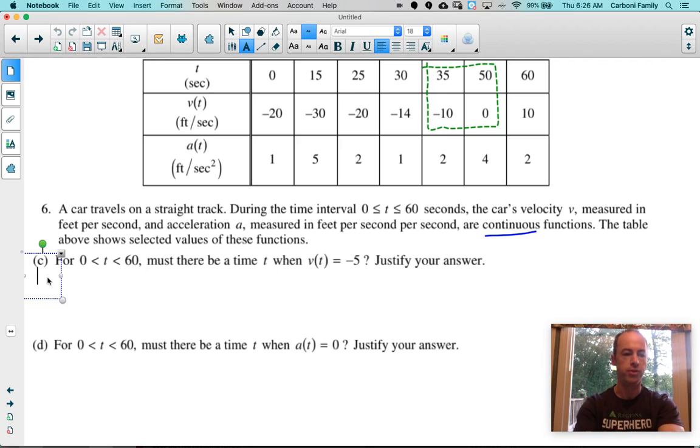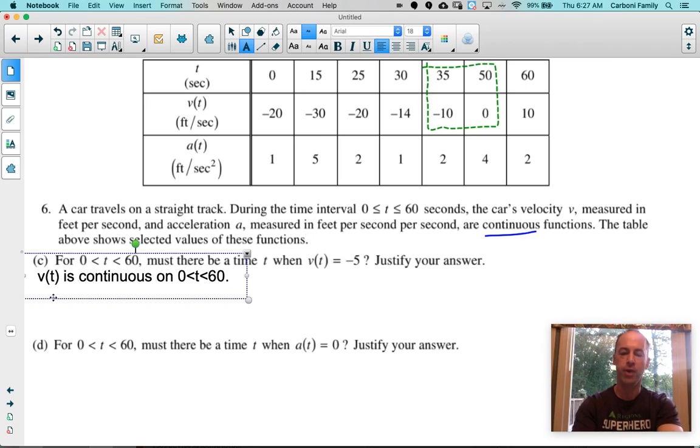I'm going to use the intermediate value theorem. And to use the intermediate value theorem, you have to establish the conditions that allow you to use it, which is that the function is continuous. Now, I realize that they have already said that, but you probably need to say it in your explanation as well. So first I'm going to say velocity is continuous on the interval 0 less than t less than 60.